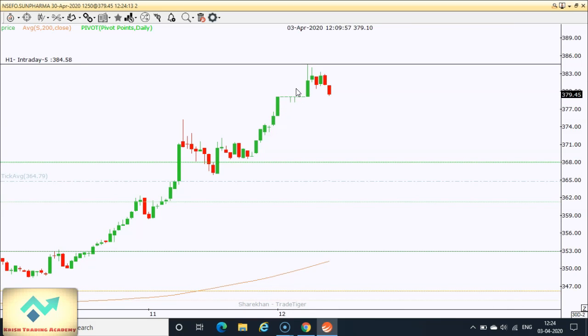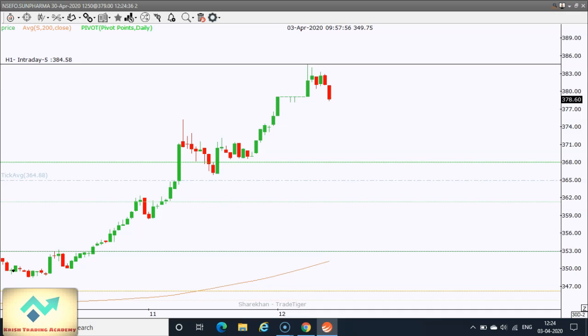So here one upper circuit is already done, and once the upper circuit is released, again there is a bounce now. So let's see, will it bounce from here or not? Yes. Now what I'm going to do is short now in my other platform. Just give me a minute. Okay, fine. See, I placed my stop loss, I placed my entry at 379.5.